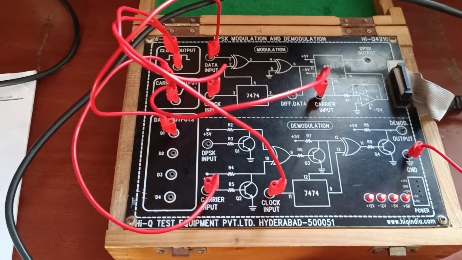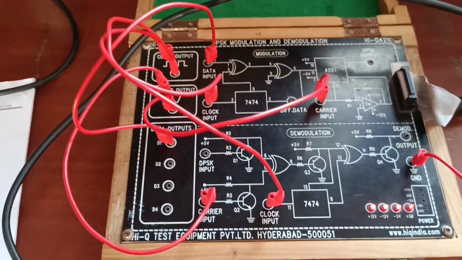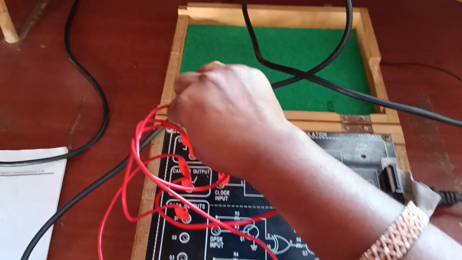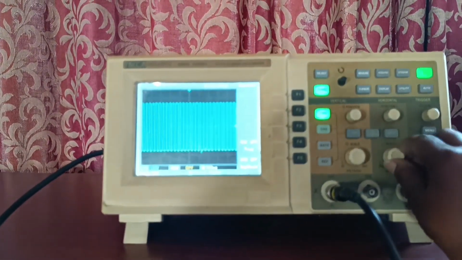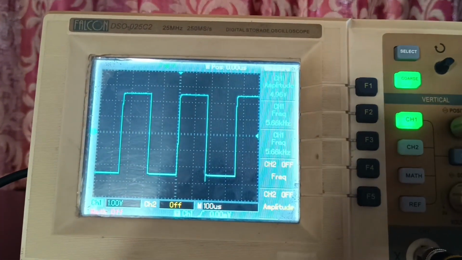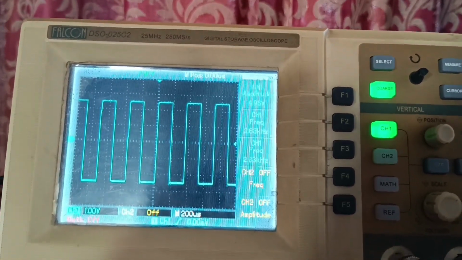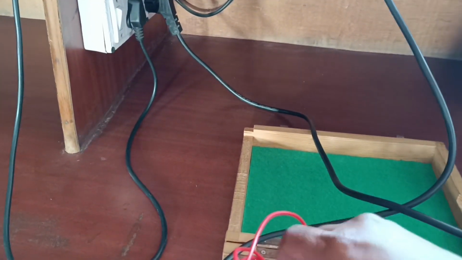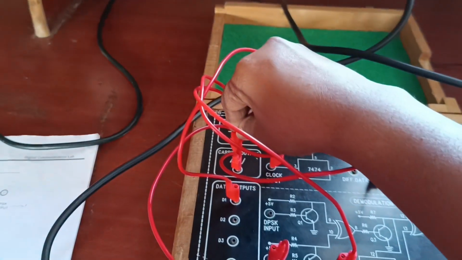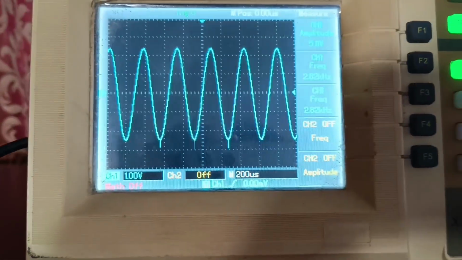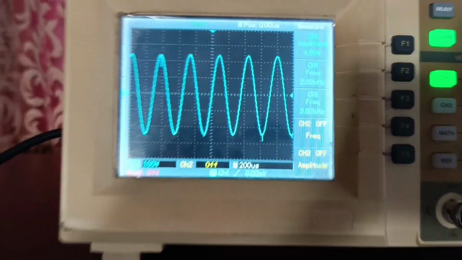First observe the clock signal, frequency on channel 1, amplitude of the signal and frequency of the signal. Note it down. And next, the carrier signal. Note down the carrier signal. Next, the data input signal. I have given 1010 data here.